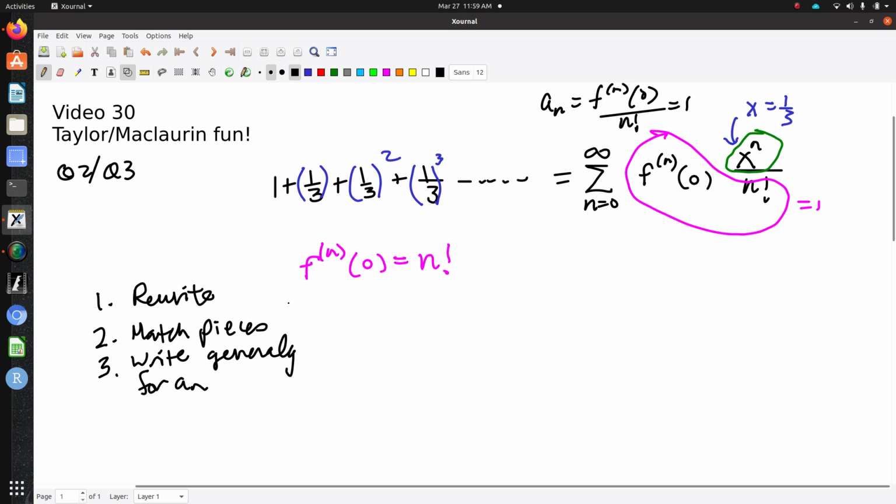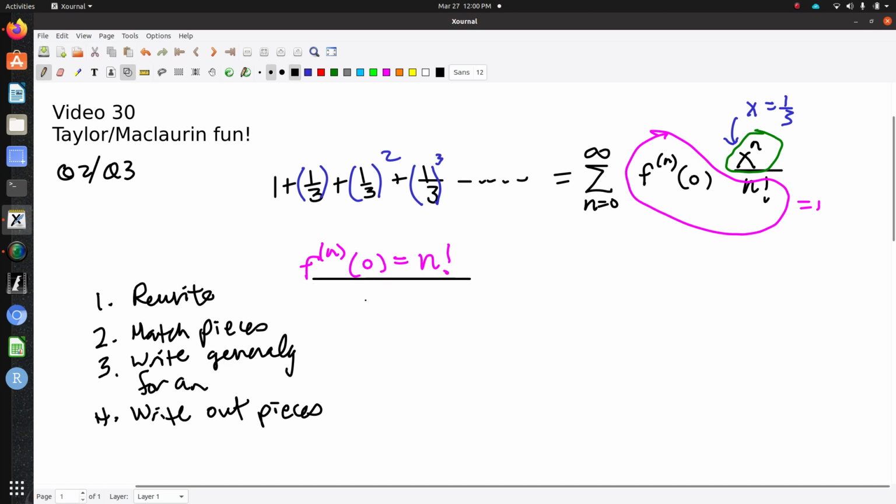So I wrote that generally, and I went one step further in this process. I'm actually trying to solve, and you may recognize it sooner or later. You may not. So the fourth step is to write out some pieces. Write out pieces. And in this case, we know we can create another Maclaurin series.